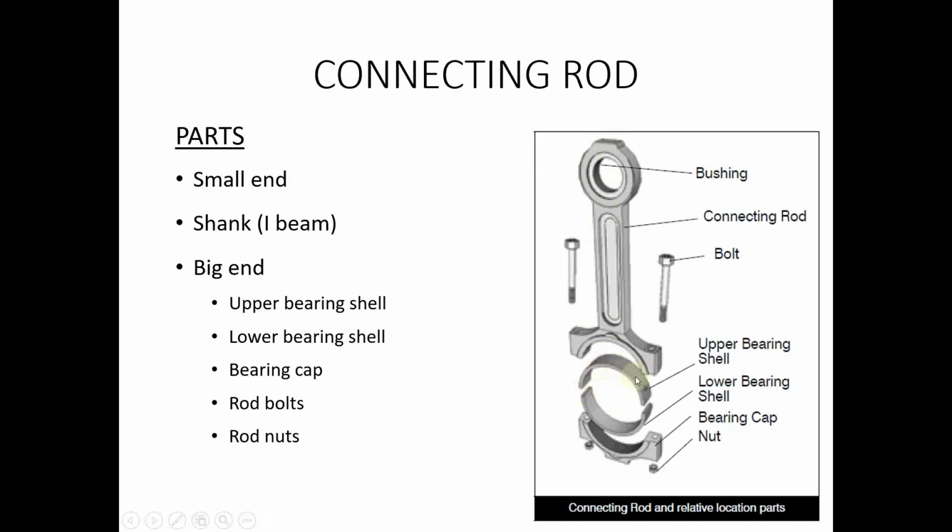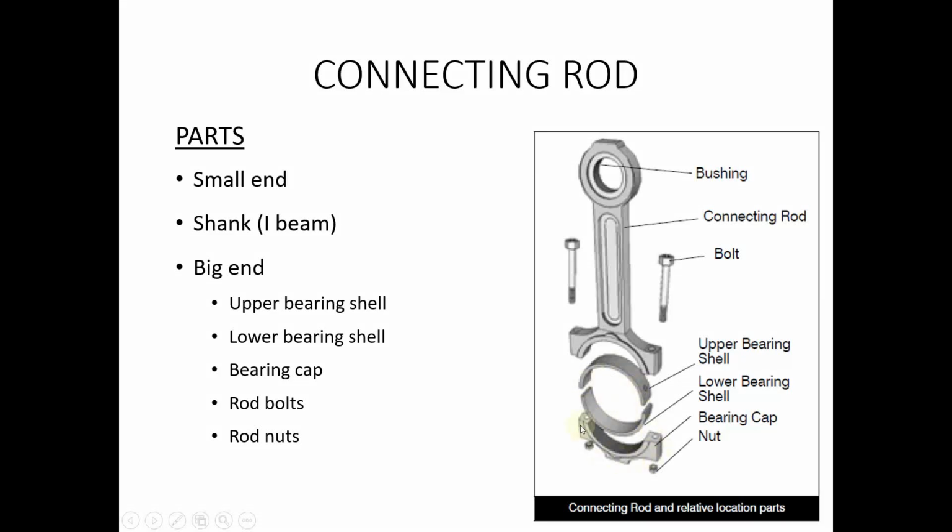Then we have two bearing shells that are coming underneath this area, known as the upper bearing shell and the lower bearing shell. The function of the upper and lower bearing shells is to provide a bearing surface where we attach the crank pin journal of the crankshaft. These inside surfaces will be in contact with the crank pin journal, and they have to be lubricated with engine oil at all times in order to reduce friction.